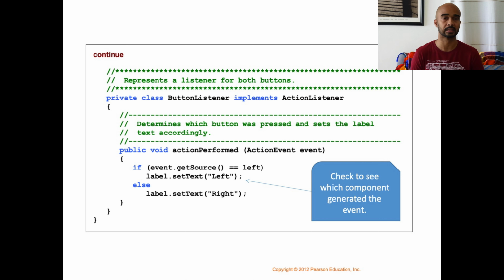In this case, one of the methods is get source, and what that does is query the source of this particular event. Now, if you recall, we were adding the button listener to two separate objects. So the action could have originated from either the left button or the right button. And this is a little bit of code for us to check if it's occurring at the left button or the right button. If it is occurring at the left button, what we're doing is setting the label text to left. And if it's occurring at the right button, then we're setting the label text to right.